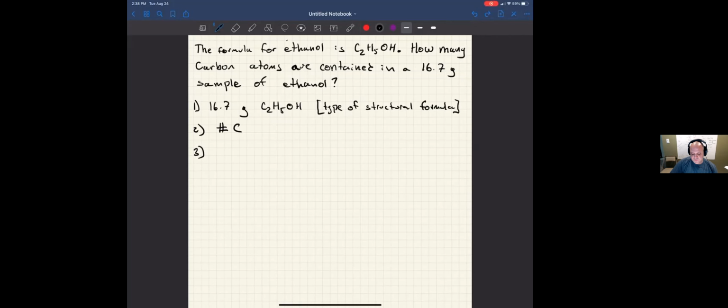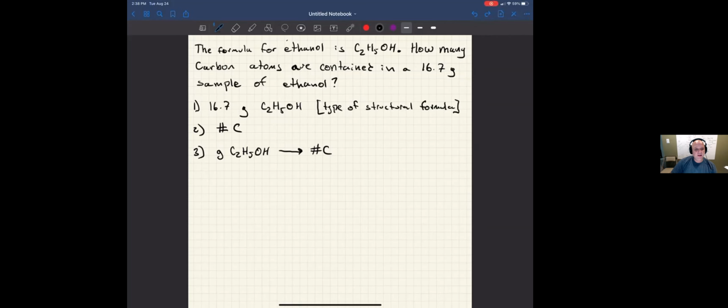So the first thing I do to organize my thoughts is to write down the units in one as I'm going to convert them to the units in two. So the basic idea is that the problem is asking me to take grams of ethanol and figure out how many carbon atoms are in that. So grams of ethanol converted to the number of carbon atoms.